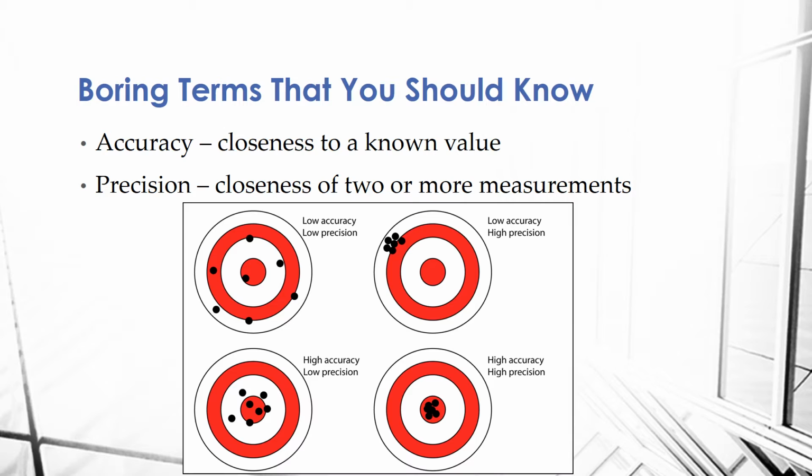And you can have one without the other, and you can have neither. So if you look at that top left one, you have low accuracy, low precision. If you go down to the bottom left, you have high accuracy, low precision. Top right, low accuracy, high precision. And the bottom is what you're always shooting for, high accuracy, high precision.